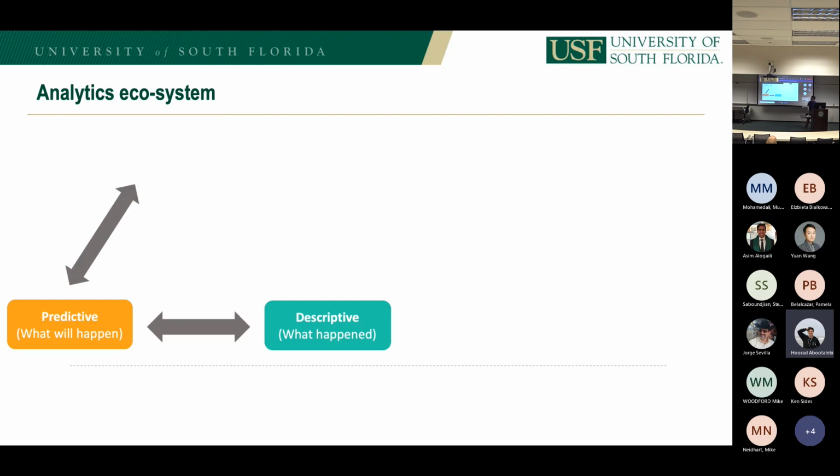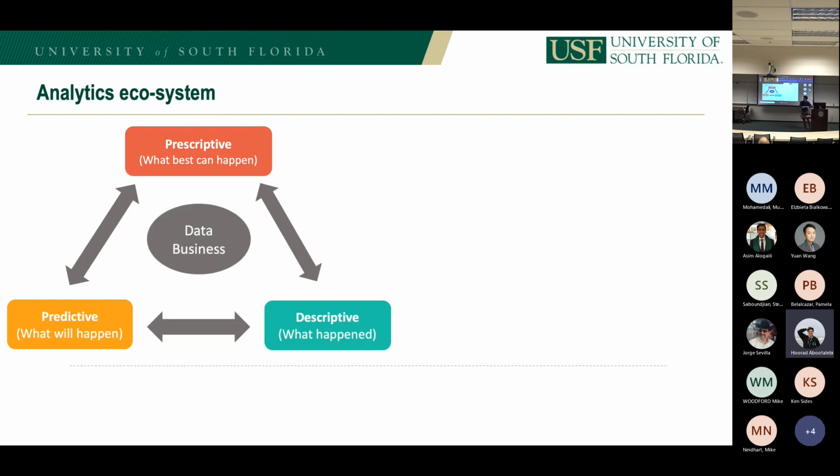And on top of predictive, we need to perform prescriptive. Prescriptive is to formulate optimal strategy for our business, which is what is the best that can happen. We are not only trying to predict what's going to happen in the future, we are trying to guide the business to the best future. And afterwards, we should go back to descriptive again to see if our methods were effective. So these three parts form the business analytics ecosystem, and the core is data and the business.